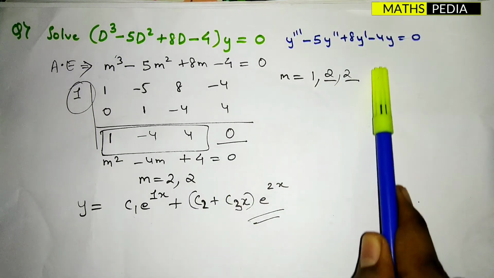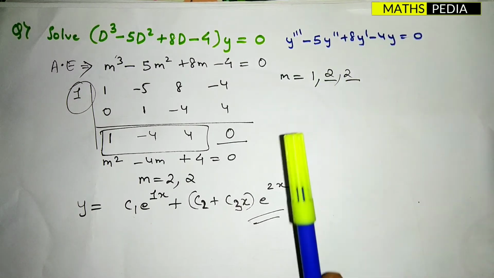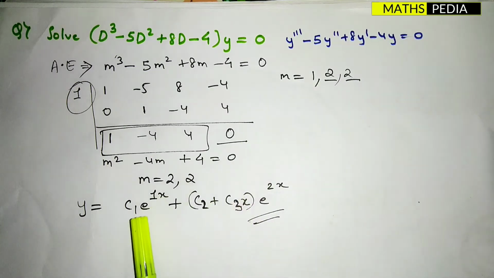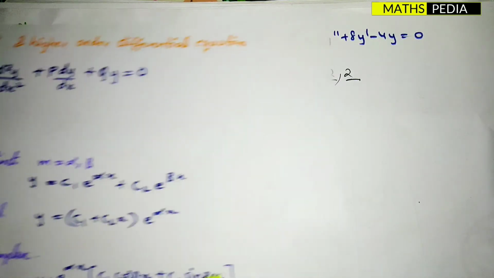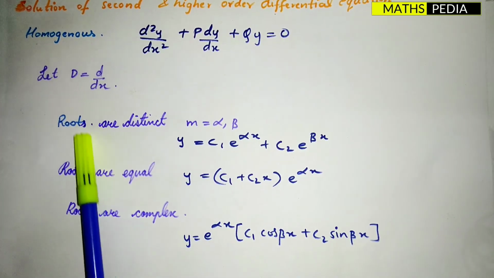Now we have 3 roots: 1, 2 and 2. Both of the roots are repeating, that means they are equal. Then for 1 I can write it separately. Here we have the roots, which we have discussed, for the cases when the roots are distinct.